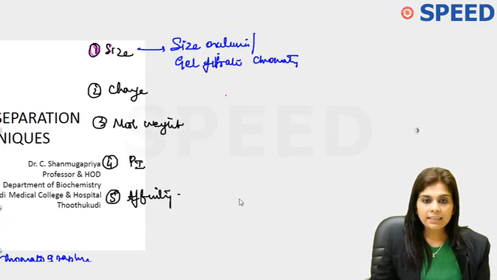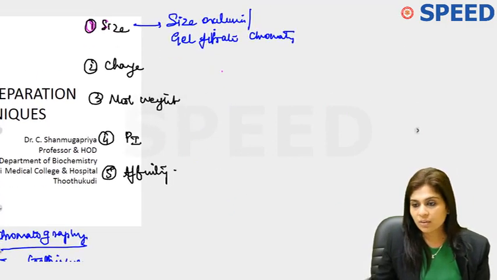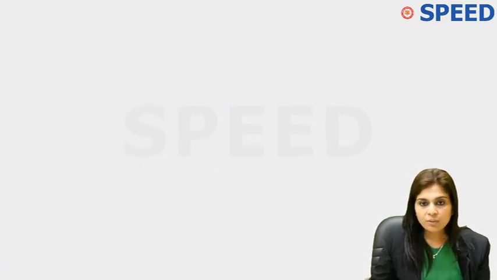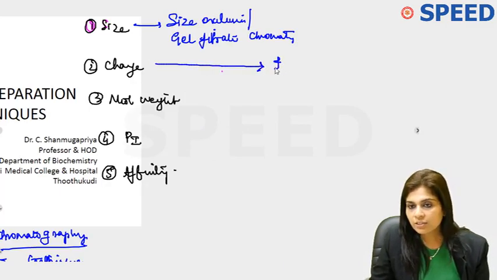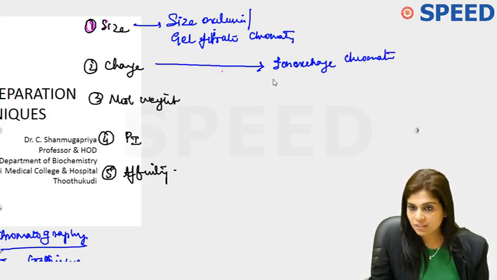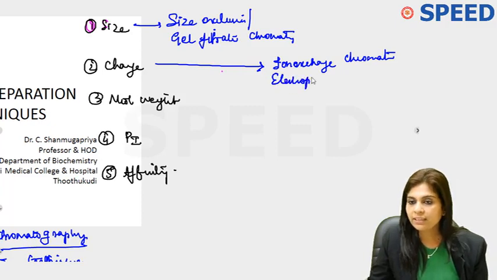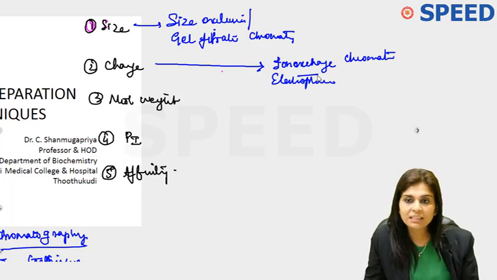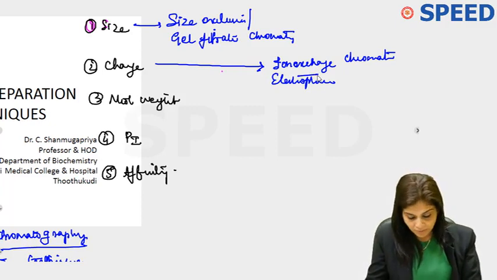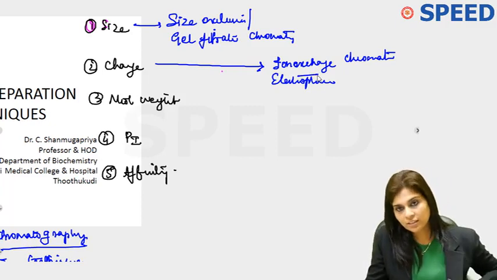Now what are the techniques which separate proteins based on charge? For this we have two techniques. One is ion exchange chromatography and the other one is electrophoresis. So what are the two techniques which separate proteins based on charge? One is ion exchange chromatography, the other one is electrophoresis. So let me first tell you about ion exchange chromatography.